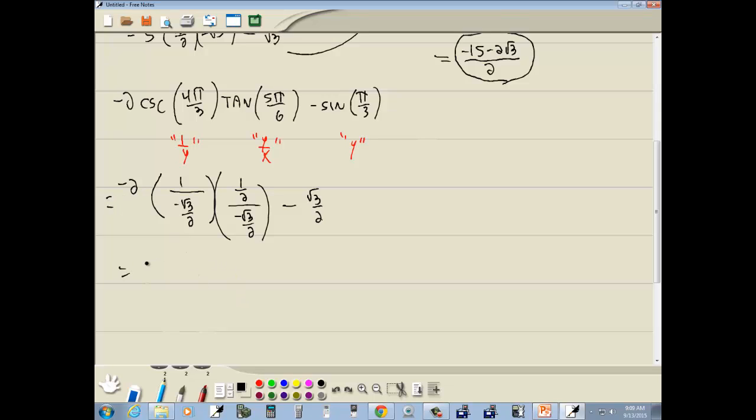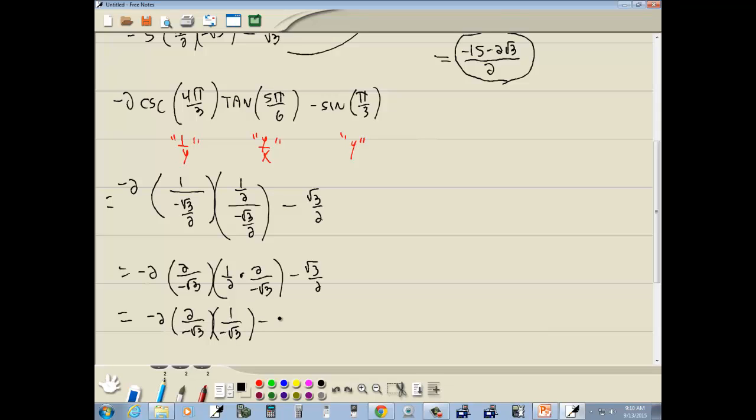Okay, now let's do some simplifying. Now I'm going to flip this fraction, multiply it times your top part, and that gives us 2 over negative square root of 3. And on this one, do the same thing. So I got 1 half times 2 over negative square root of 3 minus square root of 3 over 2. Let's see, that gives us negative 2, and then 2 over negative square root of 3. These 2's cancel, I should say. 1 over negative square root of 3 minus square root of 3 over 2.